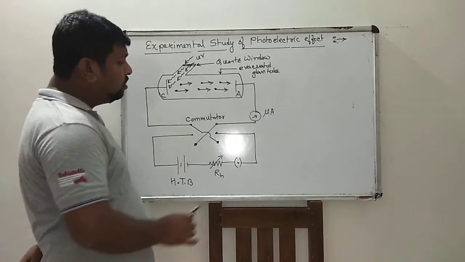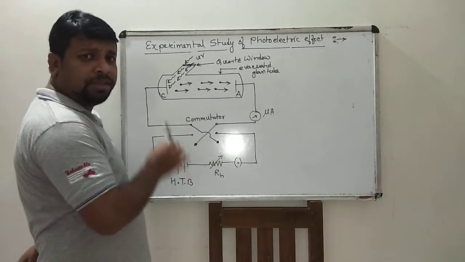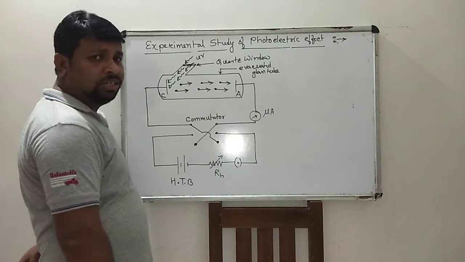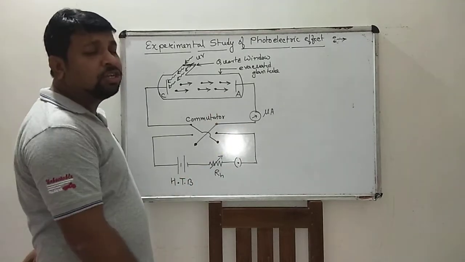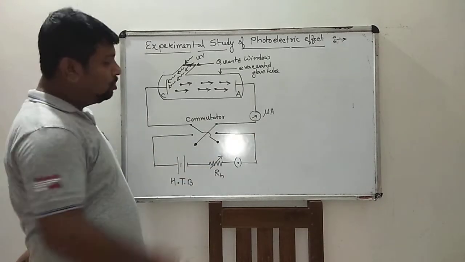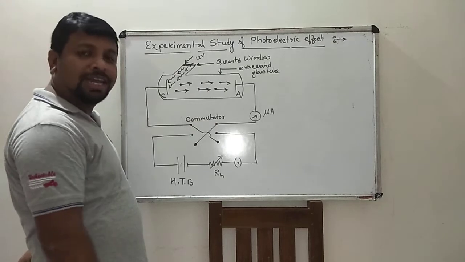When the electrons are ejected from the cathode to the anode, they are collected by the anode. So the anode is also known as the collector, and the cathode emits the electrons. The cathode is known as the emitter, and the anode is known as the collector.